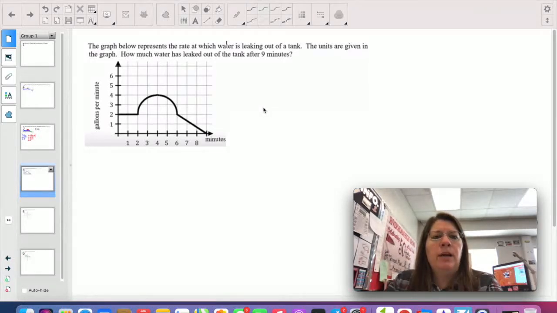How much water has leaked out of the tank after 9 minutes? Okay, so time starts at 0 and goes to 9 minutes. So we are finding the area under the curve of this entire graph.